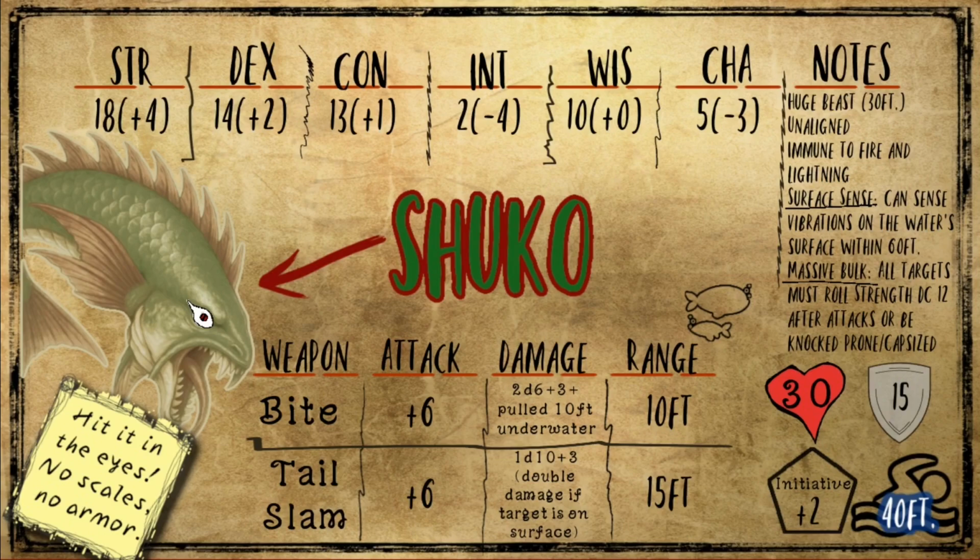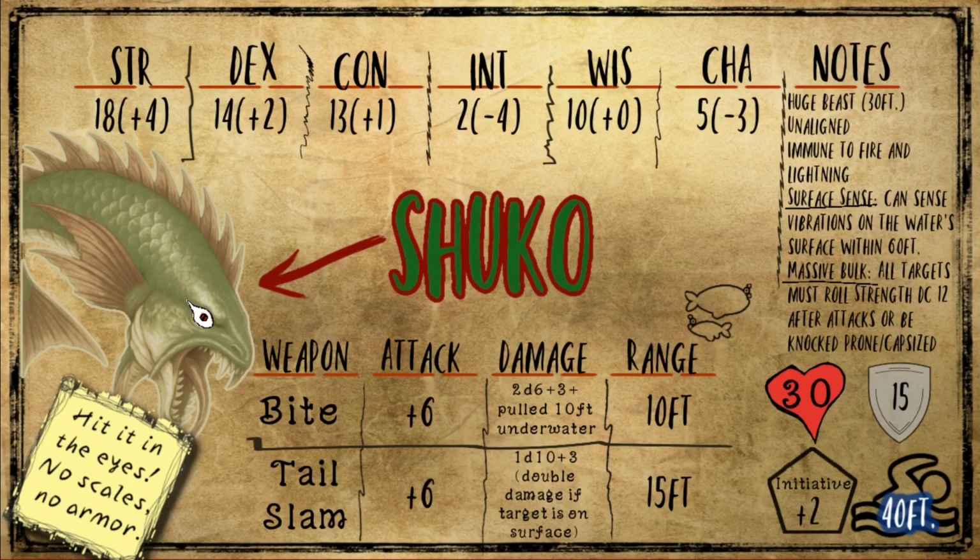In addition to this, the creature has Massive Bulk, which basically makes all targets roll a strength check after every single attack. If they fail the strength check of 12, they will be knocked prone or capsized depending on if the creature is sentient or not. I did this because I wanted the creature to actually feel like it's hitting you. I didn't want it to just bite you and then go to the next turn. If this thing bites you, the 30-foot fish monster thing, it's going to hurt.